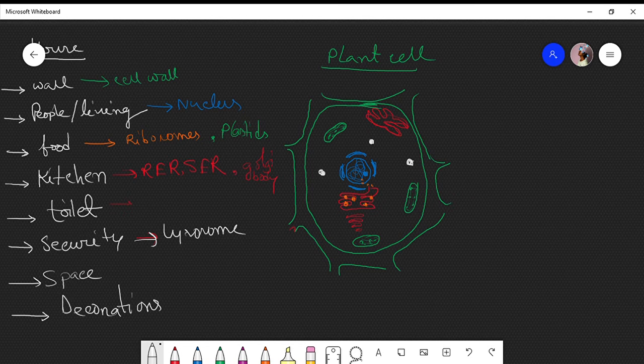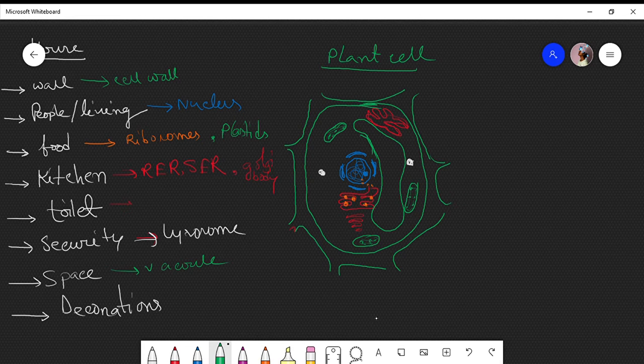So we need some space. For space, we have a vacuole. Let me erase this. It is a big vacuole in a plant cell, just like that. So it has a big vacuole, space in it. Now we got space done. So that's the vacuole.